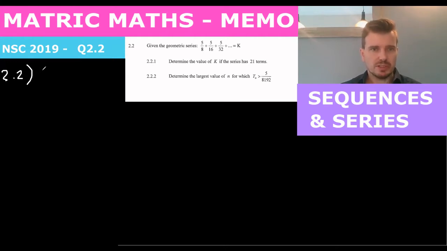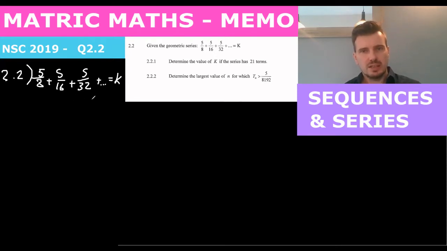So we've got a geometric sequence, 5/8 plus 5/16 plus 5/32 plus ... equals k. And they want to know k if the series has 21 terms. So basically k is the sum, because we add them all up. So we are looking at the sum formula. When we go to the back and look at those formulas, remember that with a geometric sequence we have a common ratio, so we're looking for the sum formula which has an r in it. When we go to the back, we'll find this one.